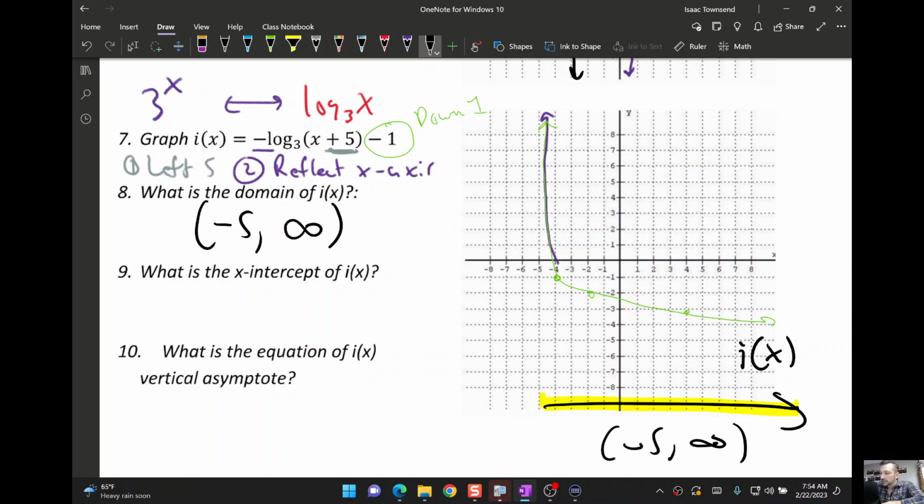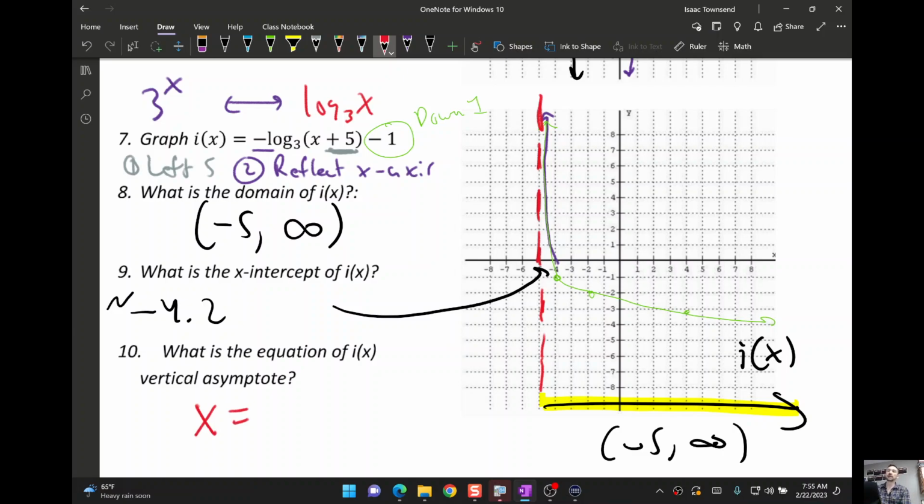The x-intercept is right here at about -4 point something. We have to know a little bit more about logarithms to solve for that exact value, but for right now, we're going to just stick with that. And then these graphs will have a vertical asymptote. So this vertical asymptote is the vertical line, and because it's a vertical line, it's going to be x equals. It's going to be the vertical line that it approaches but does not cross. So -5.